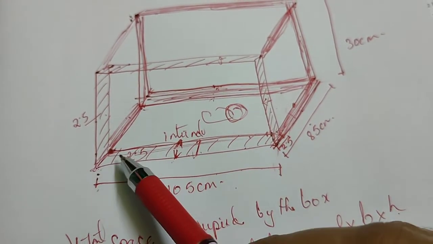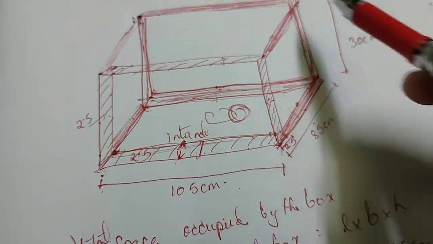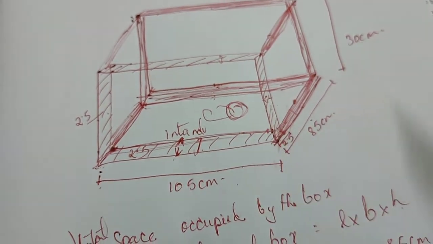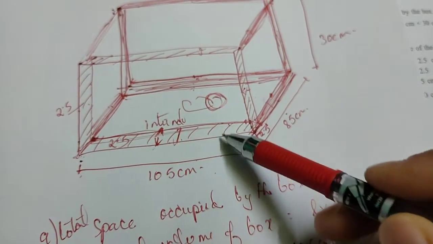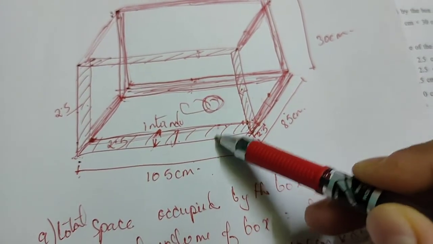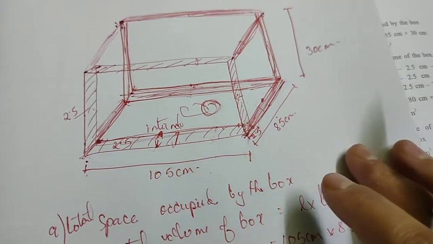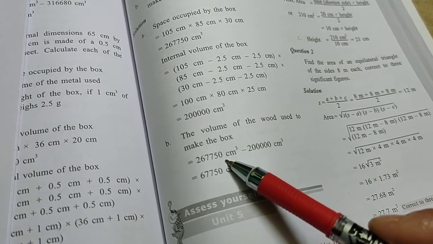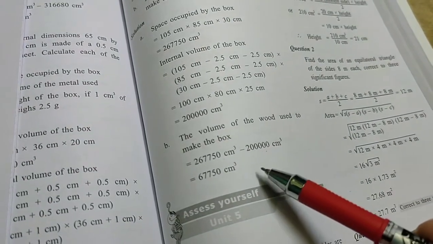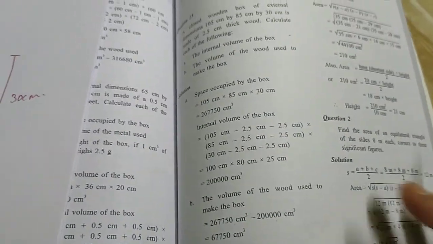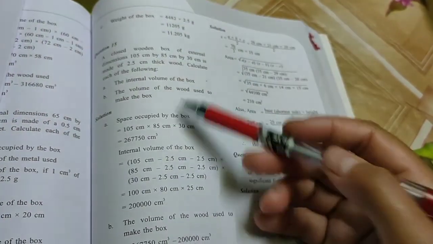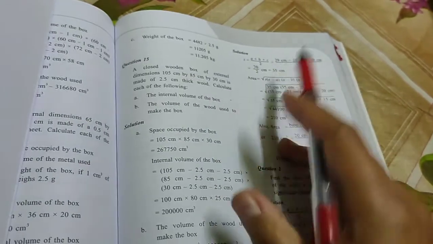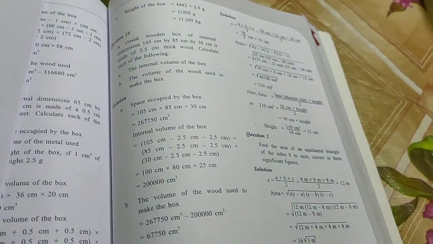So what you will do is subtract the internal volume of the box from the volume of the entire space of the box. That will give me the volume of the wood used to make the entire box. So you will subtract the space occupied minus the internal volume. For the rest of the questions I have given you the notes, you will be able to do it yourself. This concept is required, so that's why this is an important question, so I have solved it for you.